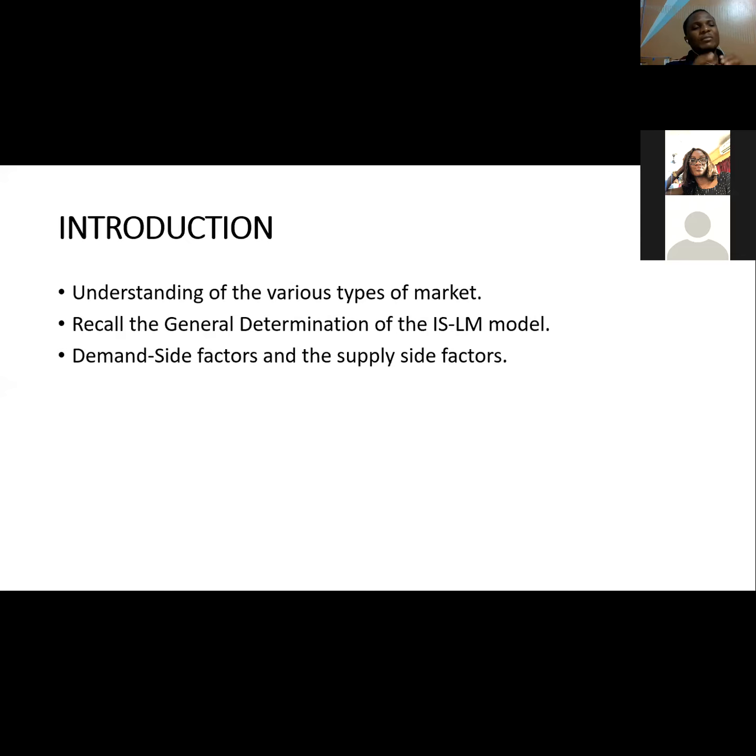Okay? Now, in macroeconomics, we consider that there are four major types of markets. The first one is the commodity market. The second one is the money market. The third one is the labor market. And the fourth one is the bond market.